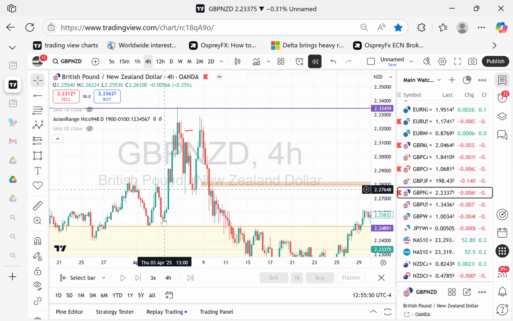You see this red candle and this green one that breaks structure? We broke the high of that candle. It's an order block. You see this little green candle and this big one that breaks the high of that little green candle? I would call that an order block as well.